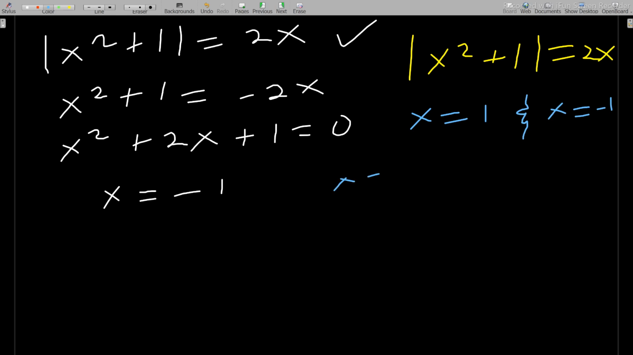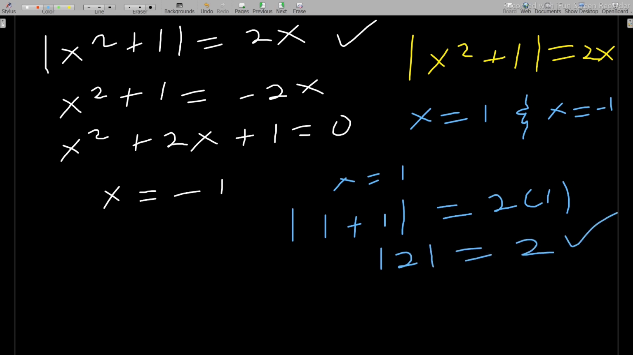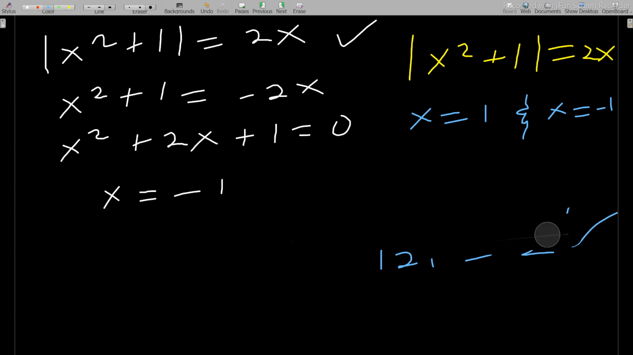When x equals 1, I have absolute of 1 squared, which is 1, plus 1. We are saying it should be equal to 2 times 1, that is 2x. So I have absolute of 2 should be equal to 2. And this is indeed true. So when x is 1, the solution is actually true. So we have to keep that one, and then come and test for the other one.